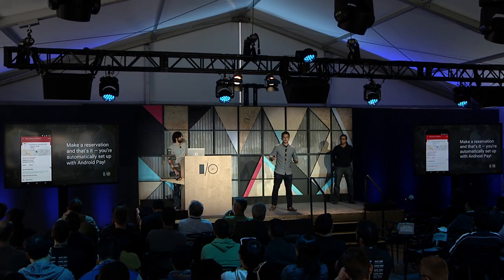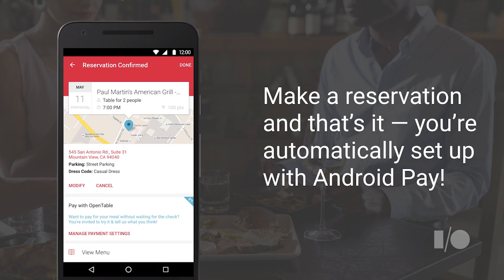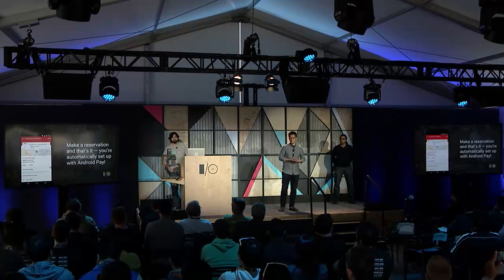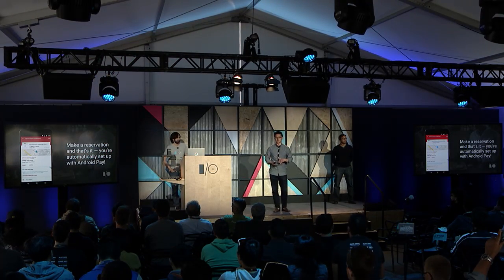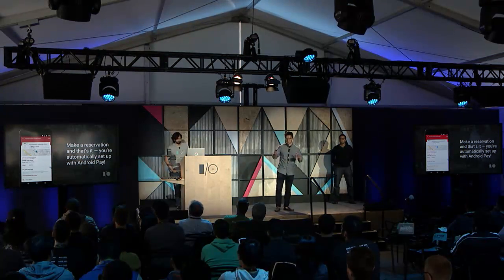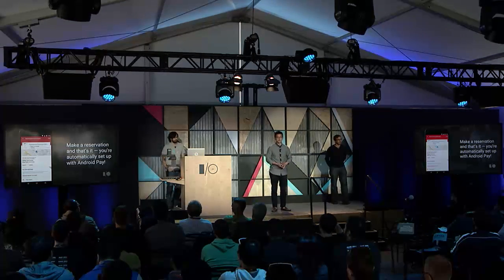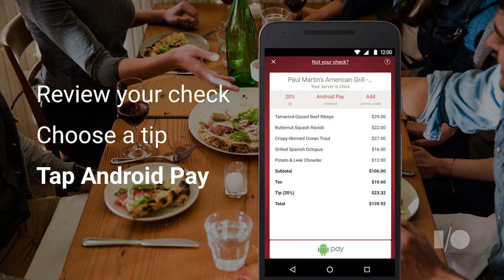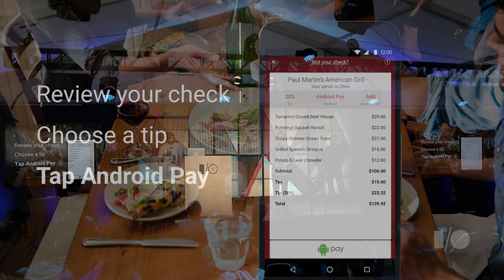But with Android Pay, you really eliminate all of these hiccups in the steps to get set up. All you really have to do is have your device set up for Android Pay, and we'll recognize that you are properly set up, and we'll automatically set you up for payments. So all you have to do is make a reservation and pretty much enjoy your meal. At the end of your meal, you'll get your check on your phone. You'll be able to choose a tip amount, and don't worry, we'll help you calculate it. And all you have to do is tap on Android Pay.